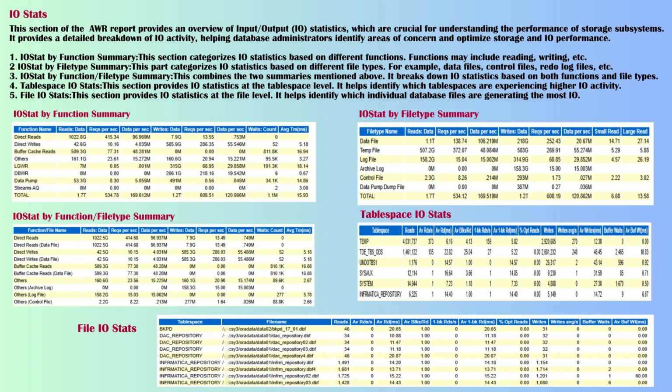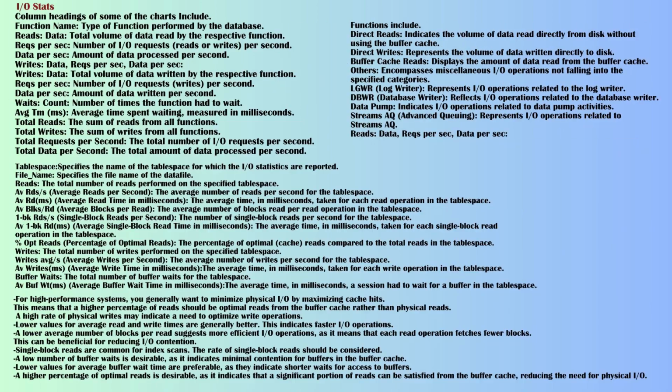Column headings of some of the charts include: Function name, the type of function performed by the database. Reads: data, total volume of data read by the respective function. Reqs per sec, number of I/O requests, reads or writes, per second. Data per sec, amount of data processed per second.